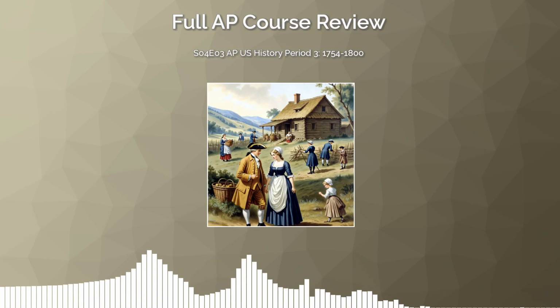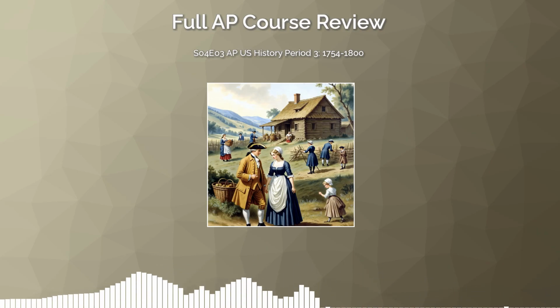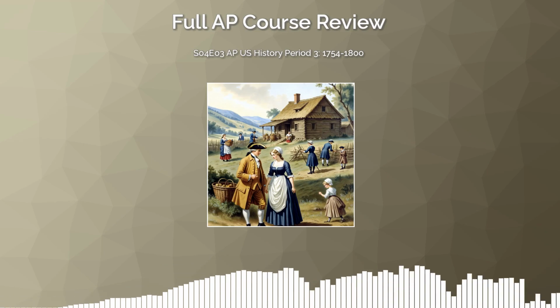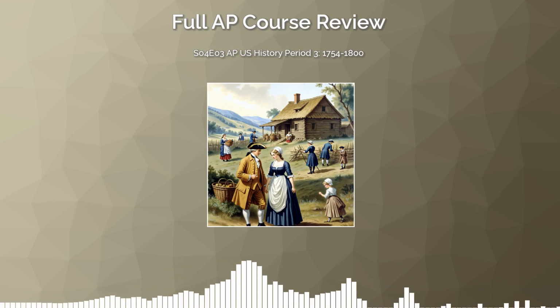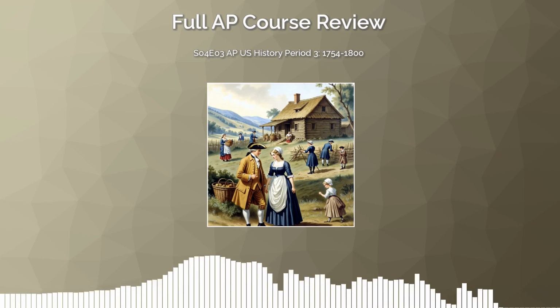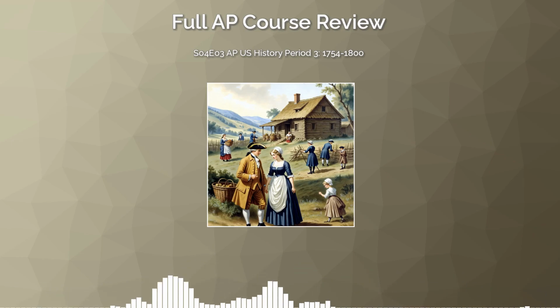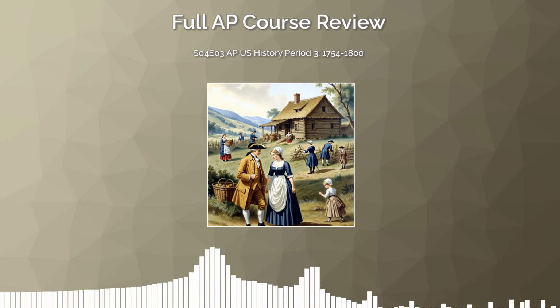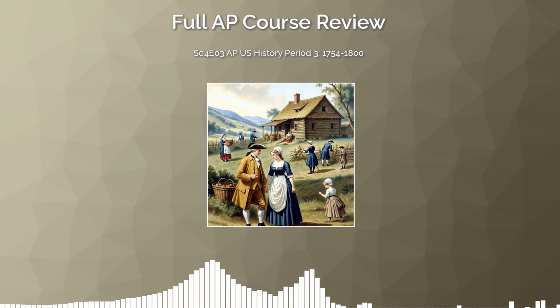Pitfalls and memory anchors. A common exam mistake is conflating the Constitutional Convention's purpose with its outcome. Remember, delegates were sent to amend the Articles, not replace them. Another pitfall is forgetting that the Constitution was a series of compromises, not a perfect document reflecting unified beliefs. Every major feature was contested.